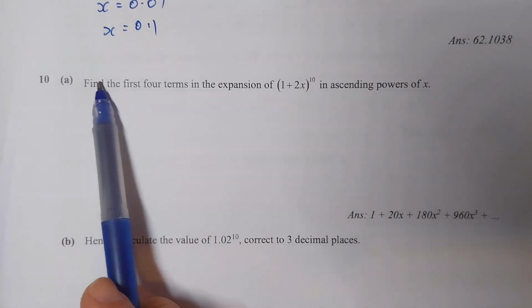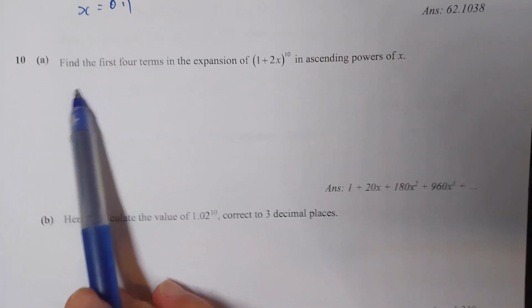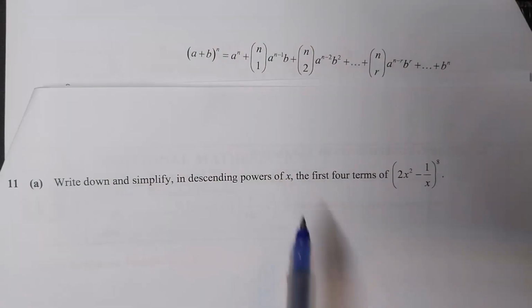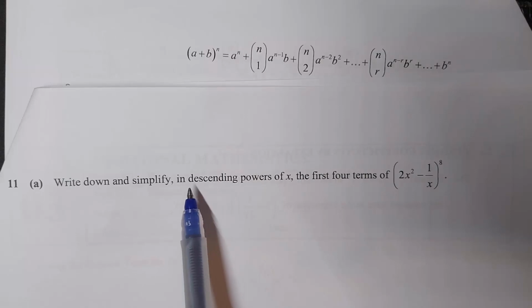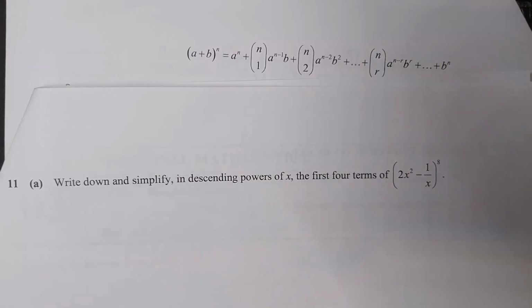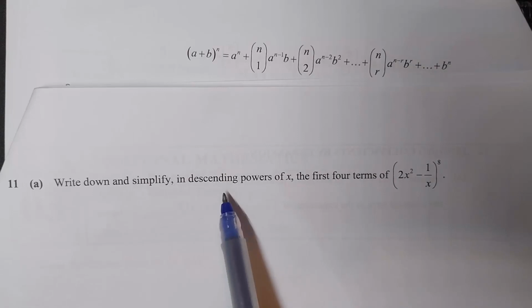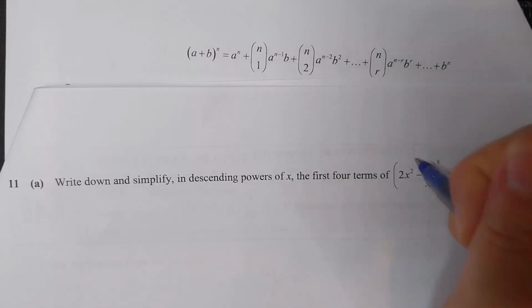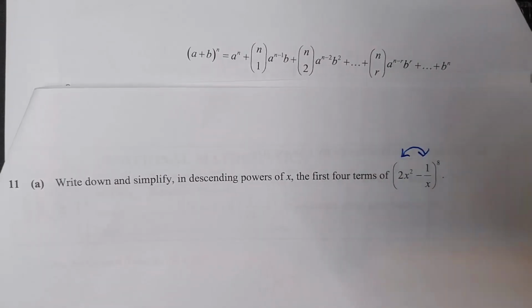Now, try the next two parts here, which is similar to the previous two parts, and see whether you can get the solutions here. Next example here, you realize that sometimes the question actually writes in descending powers of x. All you need to do is simply expand it as per normal and double check that it is in descending powers. Now what happens if it's not in descending power?